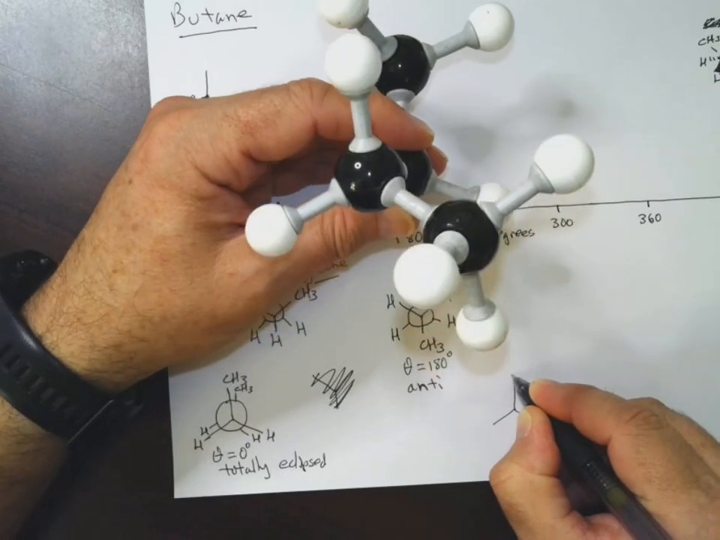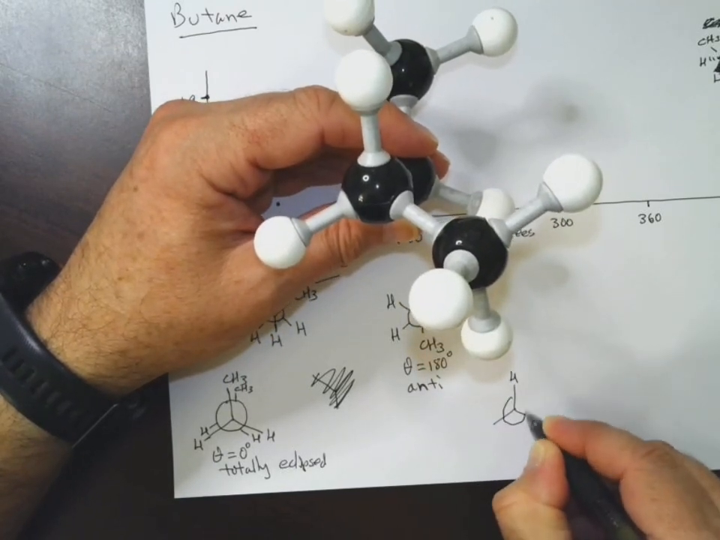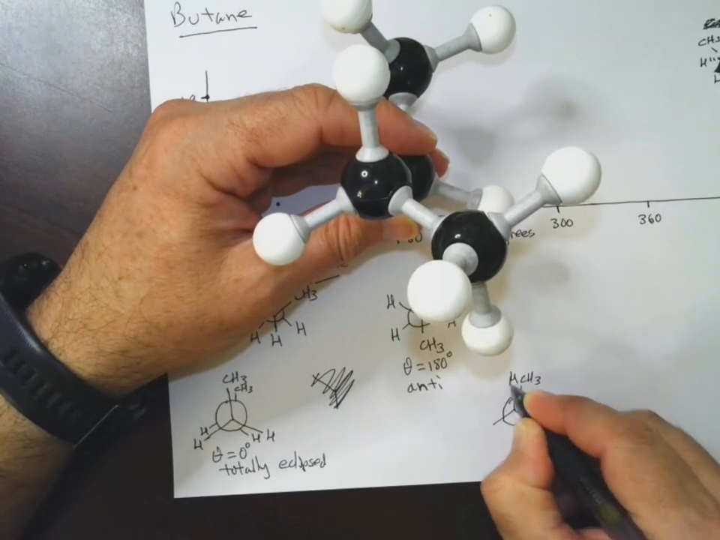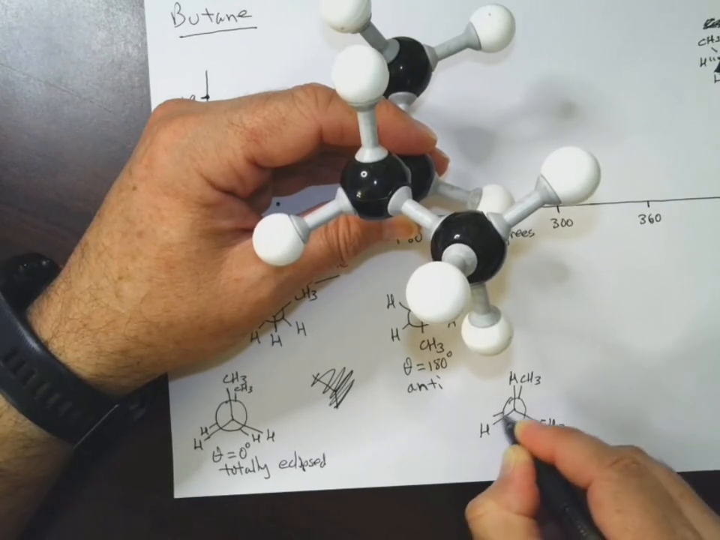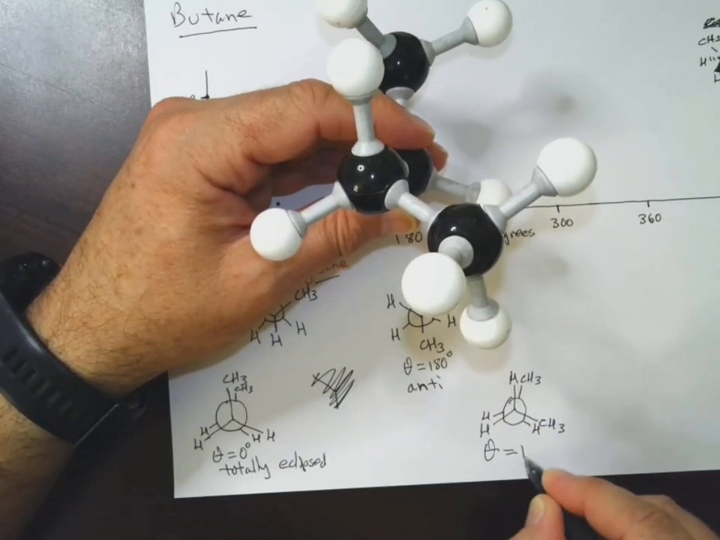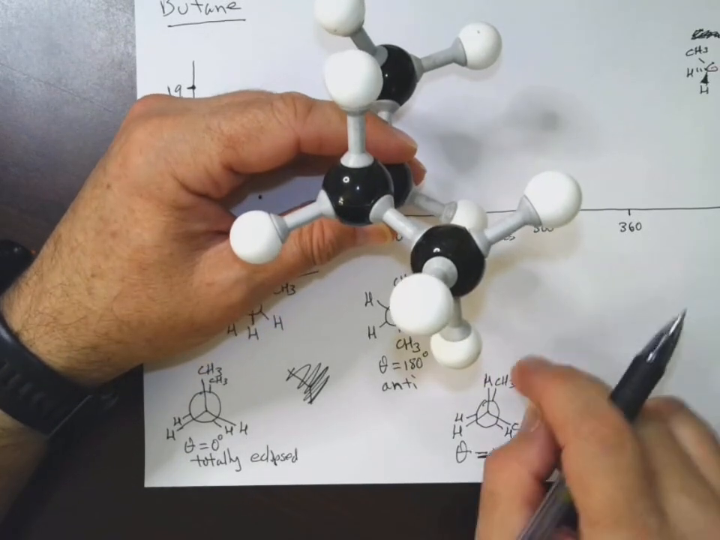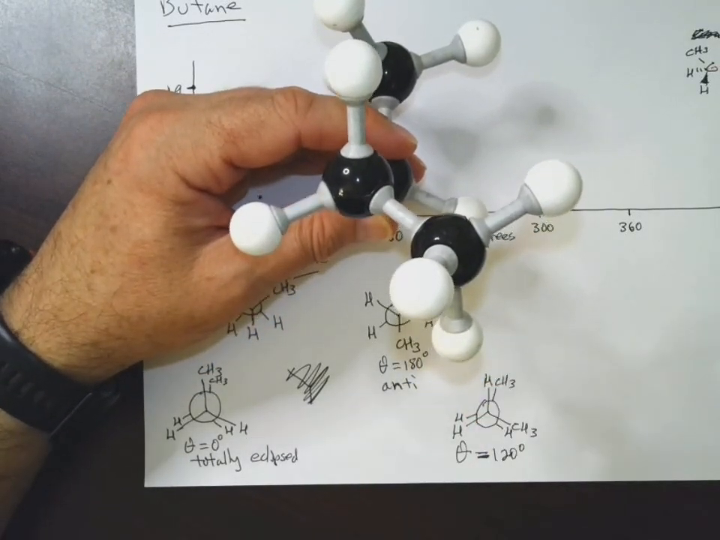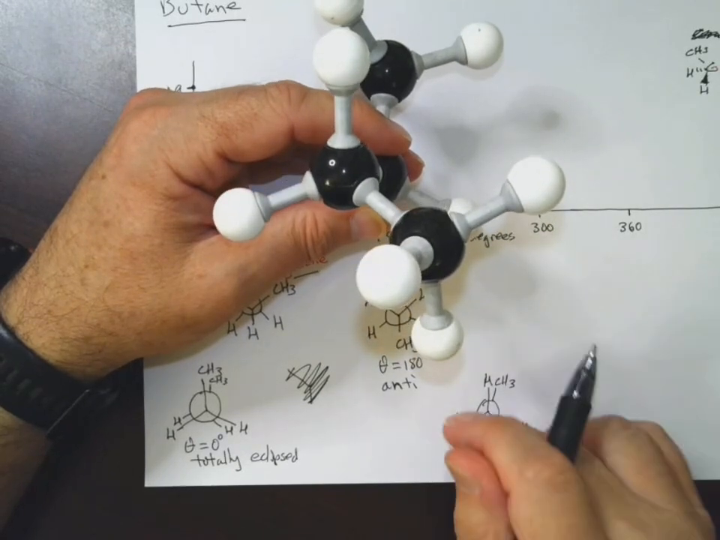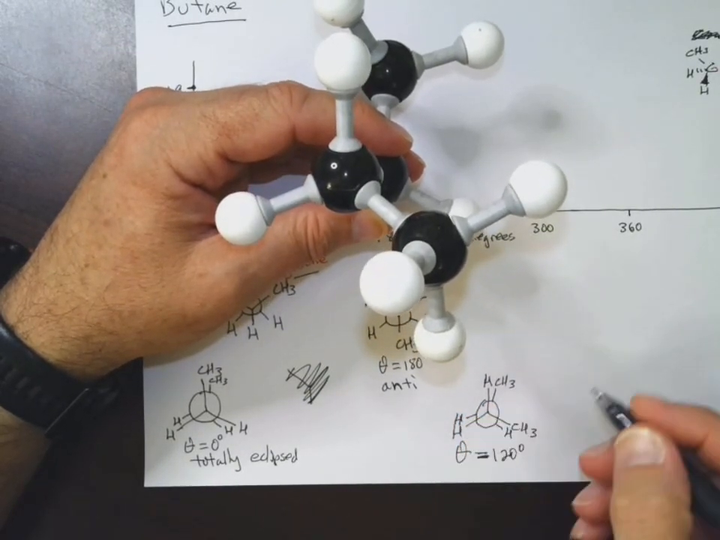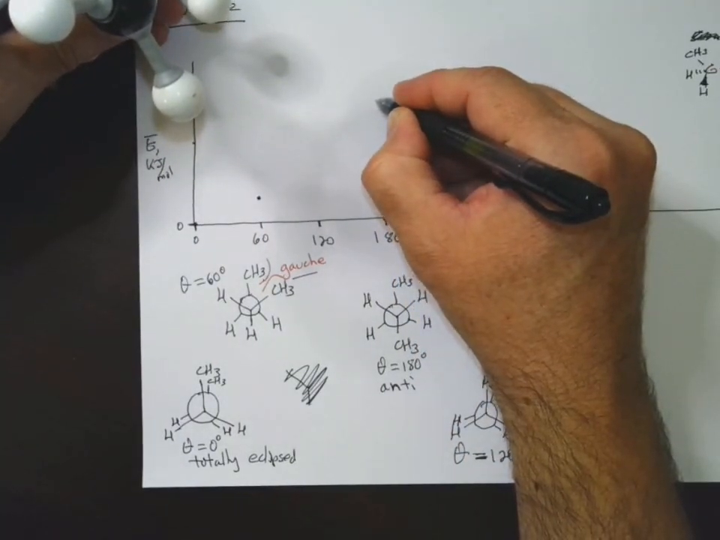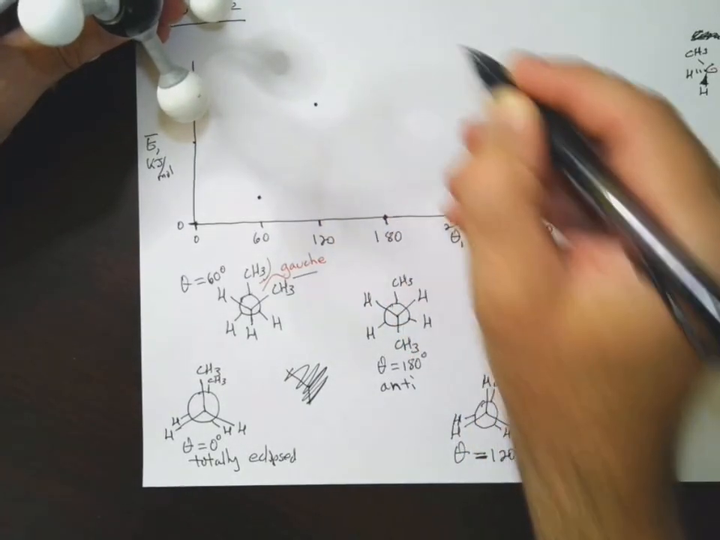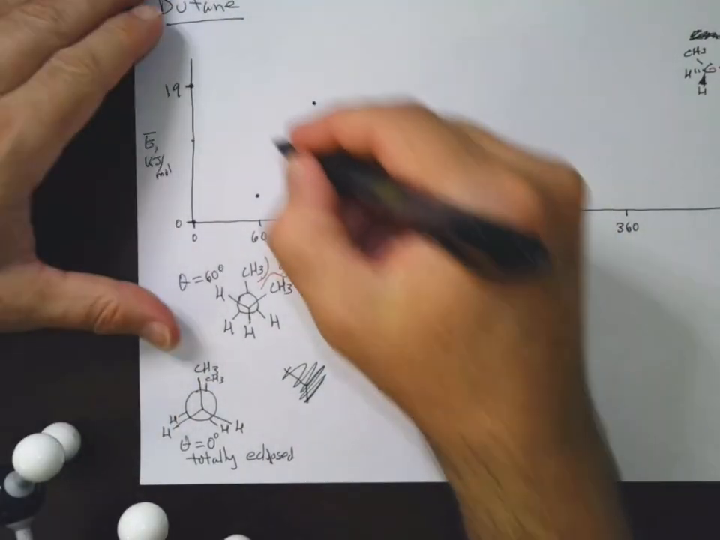So I've got H, and in the back I have CH3. I have CH3 there, H there, and H and H. So this is my theta equals 120 degrees. That's also eclipsed, but now I've got two methyl-hydrogen interactions, and those were 6 kilojoules per mole each. So 6 and 6 is 12, and then the hydrogen-hydrogen is another 4, so that's 16. So I'm not quite up to the high point. There we go, so maybe about there. Now I can start connecting these if I want.